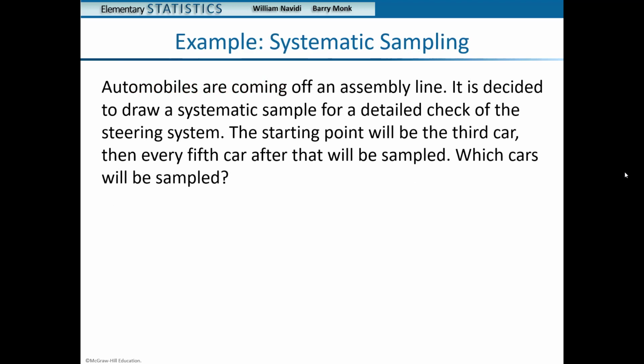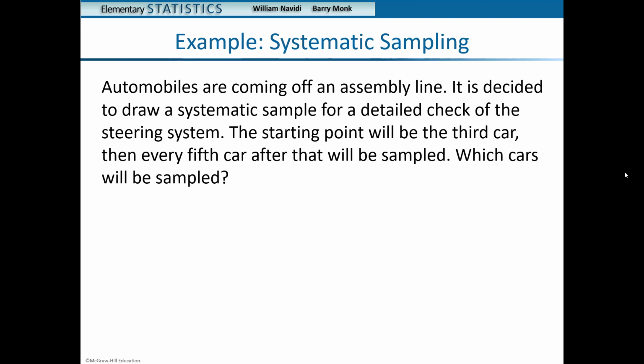Here's an example. Let's say that automobiles are coming off an assembly line. It is decided to draw a systematic sample for a detailed check of the steering system. The starting point will be the 3rd car, and then every 5th car after that will be sampled. Which cars will be sampled, right?